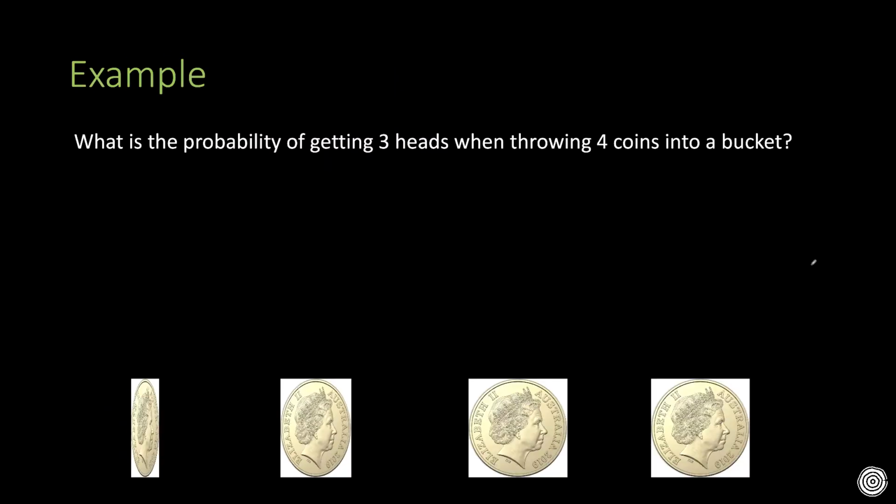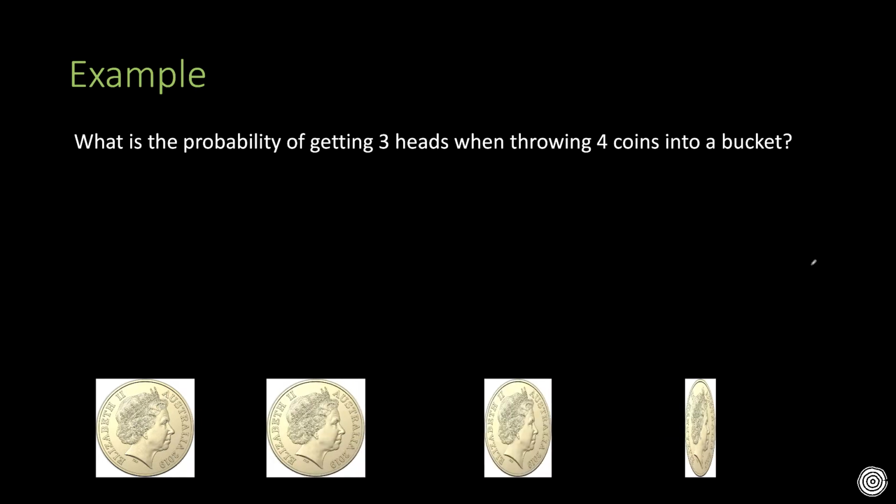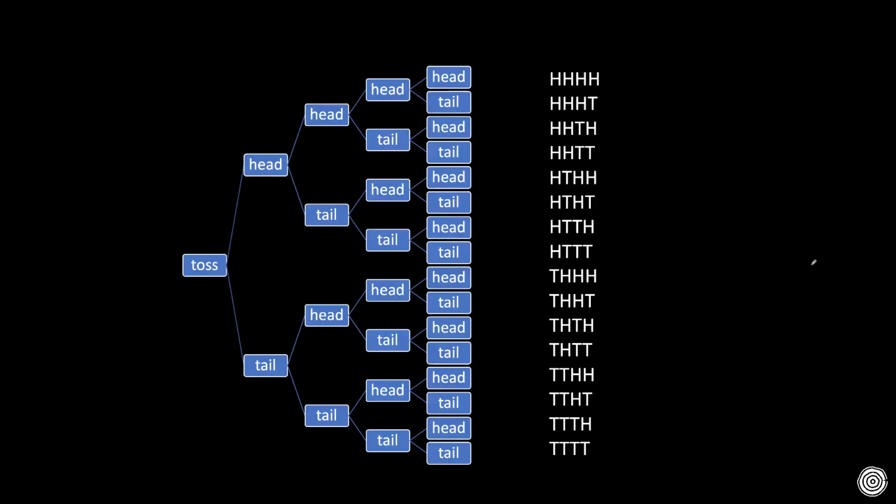In this example, I want to know what the probability of getting 3 heads is when I throw 4 coins into a bucket. So I've just put together a tree diagram, very straightforward, and we know each one of these arms, obviously, for a fair coin, is going to be half and half. There is a 50% chance of getting a head and a 50% chance of getting a tail. And as you can see, if I say we're to get head, head, head, head, the probability here is going to be half times half times half times half, and that gives me 1 out of 16.